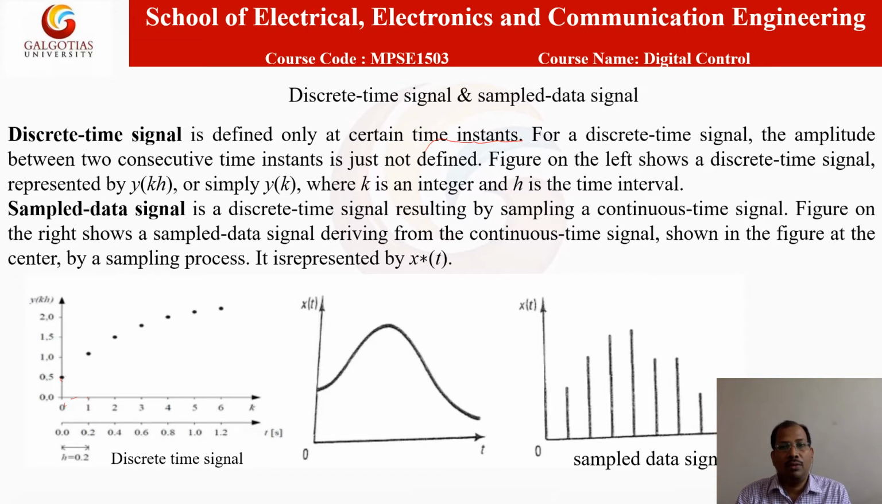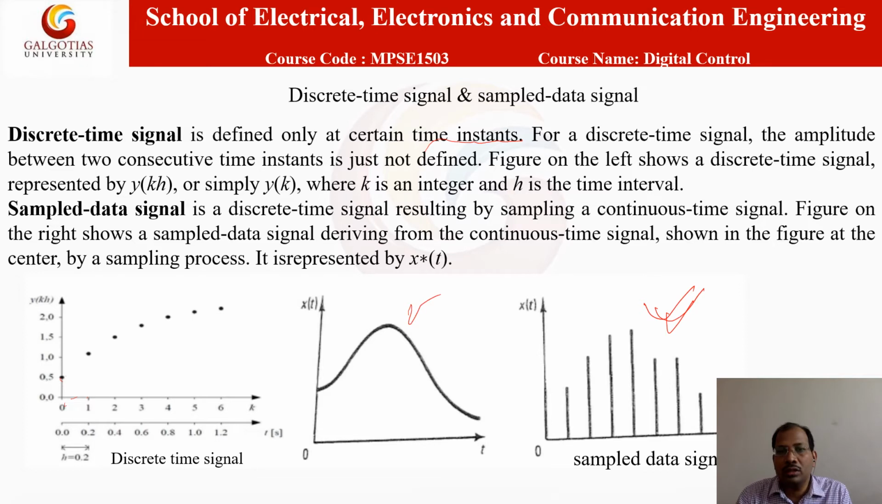From this figure you can see this is y(kh), where k is the instant and h is the time interval. K is an integer, and we can define the discrete time signal this way. This is the representation. A sampled data signal is also a discrete signal, resulting from sampling a continuous time signal. So this one is the sampled data signal.